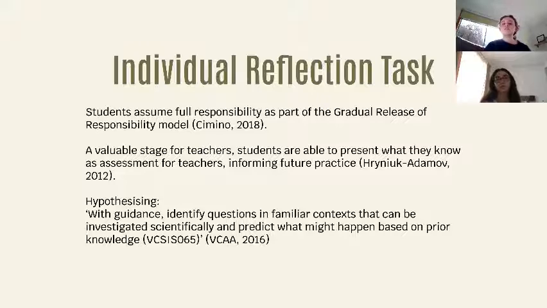Perfect. So the individual reflection task represents the I do phase of the lesson in relation to the gradual release of responsibility model. This independent stage allows students to assume all responsibility for their learning and apply their learning. For this reason, it is the most valuable stage of the class to incorporate assessment. The completion of this task informs teachers what students have learnt over the course of a lesson and therefore informs their future practice to meet any gaps of learning.